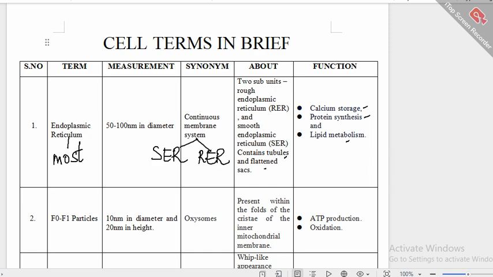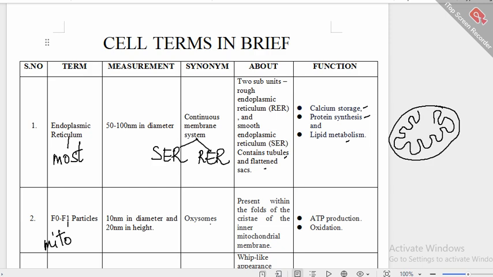The next subcellular organelle is F0 F1 particles. These are present in mitochondria and they are 10 nanometer in diameter and 20 nanometer in height. They are also called oxysomes. As we all know, mitochondria have two membranes, an outer membrane and an inner membrane. The inner membrane has some folds known as cristae.